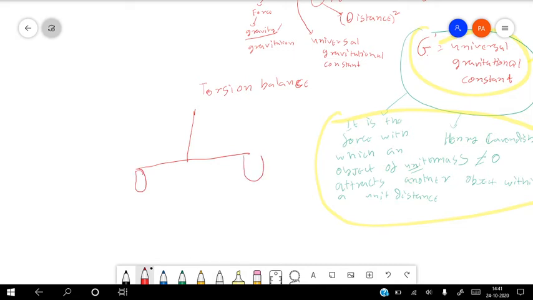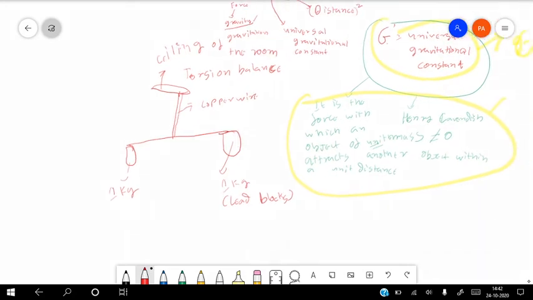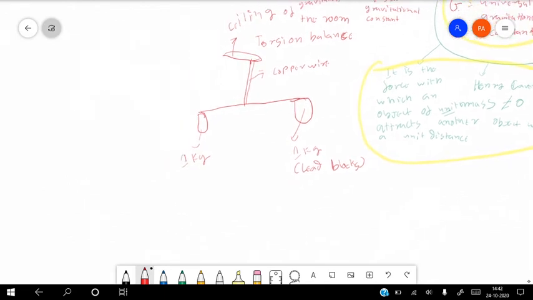This is basically what a torsion balance looks like. These are two weights weighing exactly 1 kg, and these are lead blocks, and this is one thin copper wire, and this is hanging from the ceiling. This is the ceiling of the room. So this is what a torsion balance looks like, on which Henry Cavendish measured the universal gravitational constant.